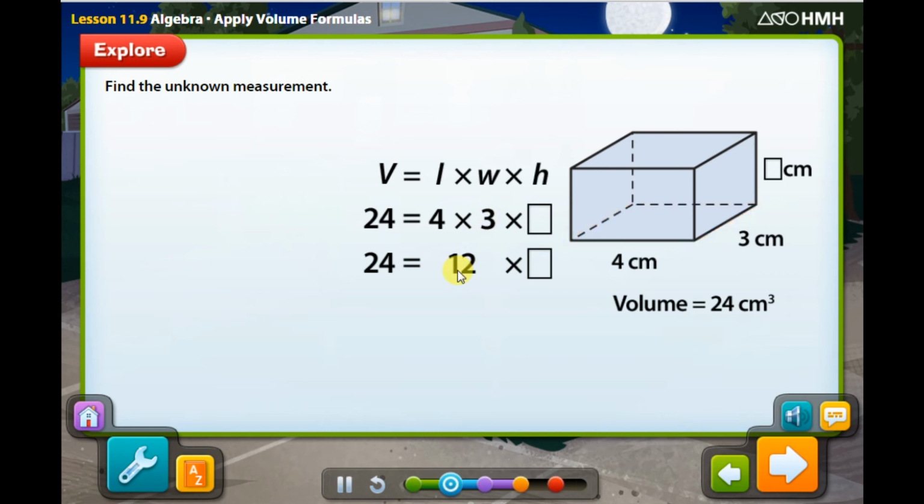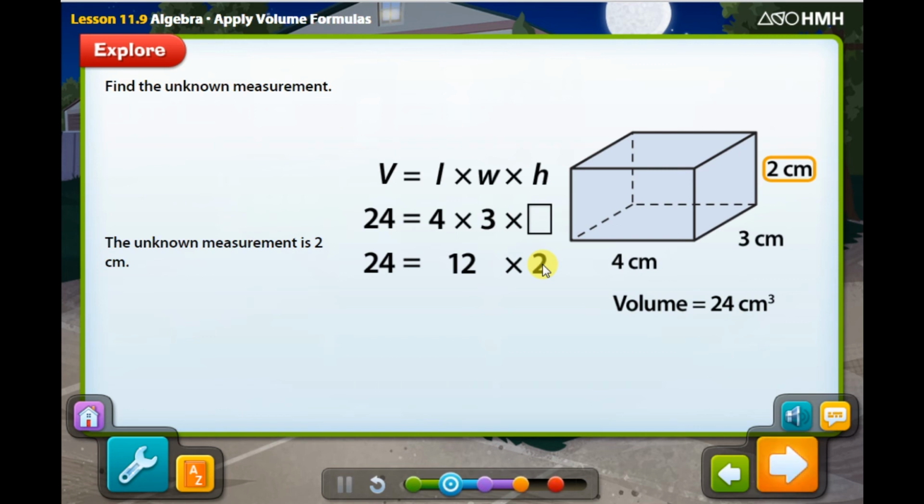If you filled this prism with centimeter cubes, each layer would have 12 cubes. So how many layers of 12 cubes are equal to 24? So what should I multiply by 12 to give me 24? It's 2. 2 layers of 12 cubes are equal to 24. So the unknown measurement is 2 centimeters.